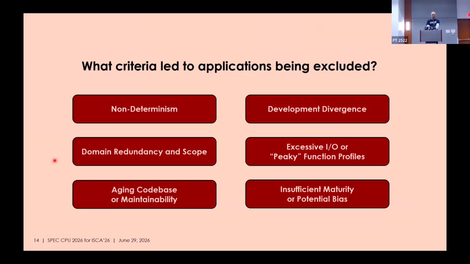A lot of people ask, what kind of criteria led to applications being excluded? And so this is really important. We talked about the non-determinism in HiGHS. That was one really good example. Sometimes we have a lot of applications that are in the same domain. So we had 4 different applications that are doing data compression, and we ended up choosing one of them because they all kind of look the same. If you have a really old code base, one of the applications that was offered was the NASA parallel benchmarks. Well, those were written in 1991, and we want something a little bit more mature than that. So those got downvoted.